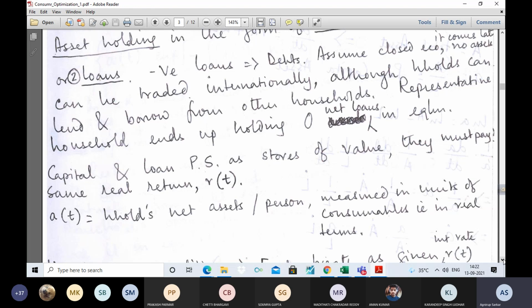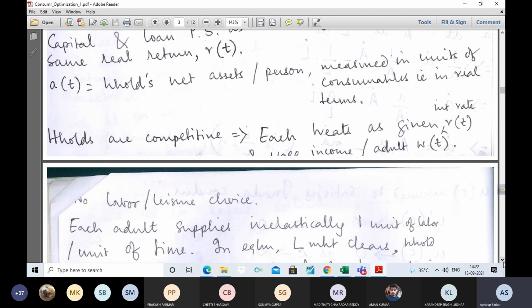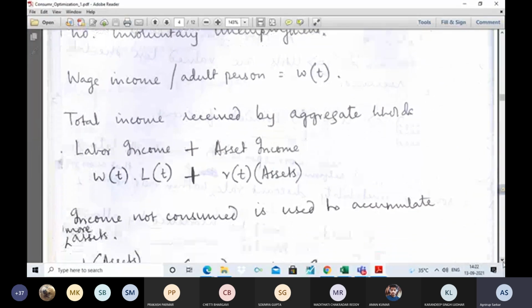Okay, so each person works 1 unit of labor services per unit of time. The wage income per adult person is given as w_t. This is the labor income plus asset income. We went through this, and just to summarize what households do: each person works 1 unit of labor service per unit of time. Wage income is equal to w_t. Total income received by aggregate households is therefore the sum of labor income and asset income. This is the labor income and this is the asset income.